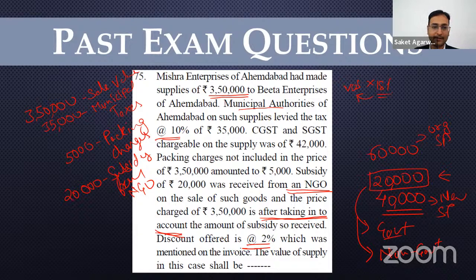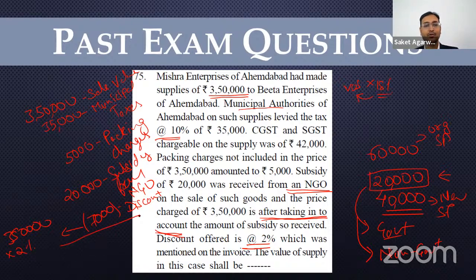Okay. So 3,50,000 rupees into 2% is how much? 7,000 rupees. 7,000 rupees is the discount. How did we calculate this? We did 3,50,000 into 2%. That's how we got 7,000 rupees. This is in negative because it is mentioned on the invoice. We are allowed to minus it.